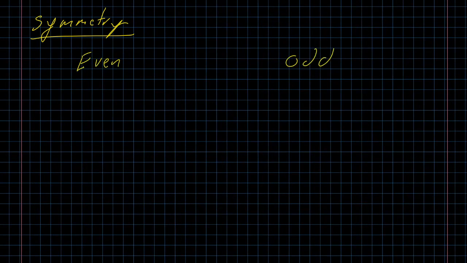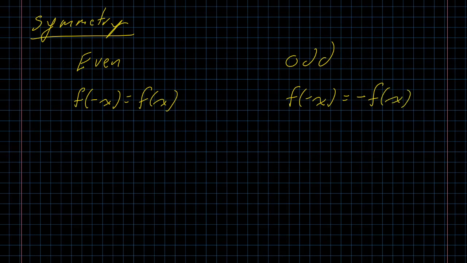The last thing that I want to talk about today is the idea of symmetry. There are several symmetries that can exist. The two that I care about are even and odd. Algebraically, the definition of even symmetry is that f of minus x is equal to f of x. The definition of odd symmetry is that f of minus x is equal to minus f of x.